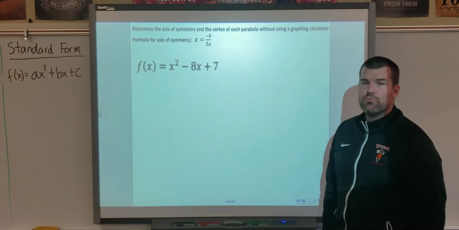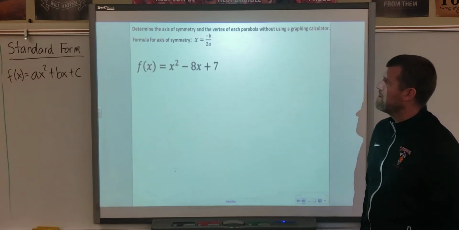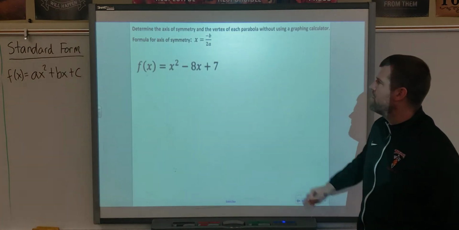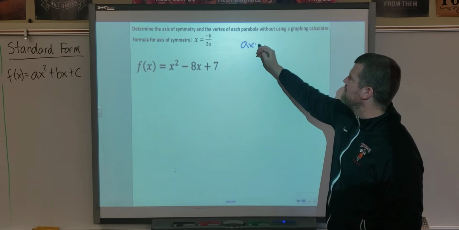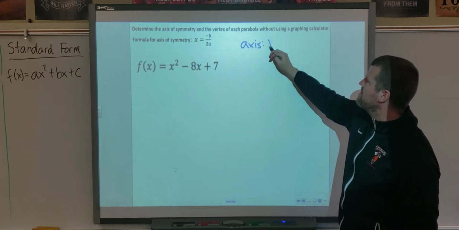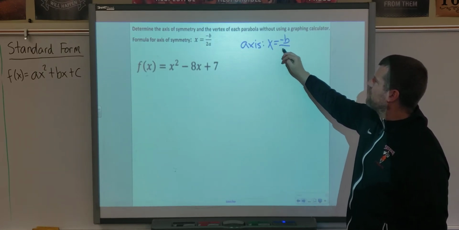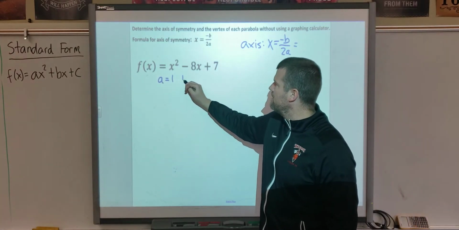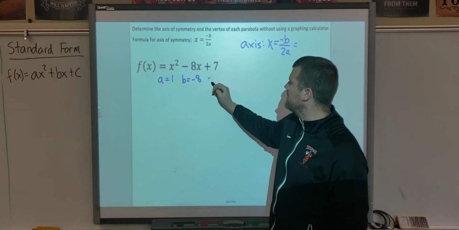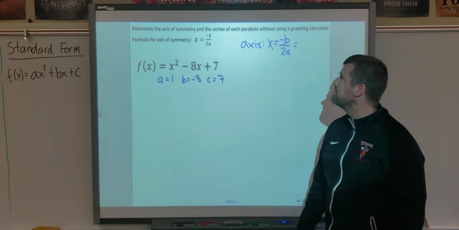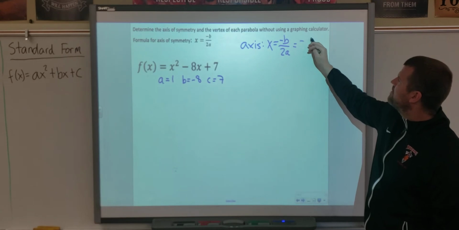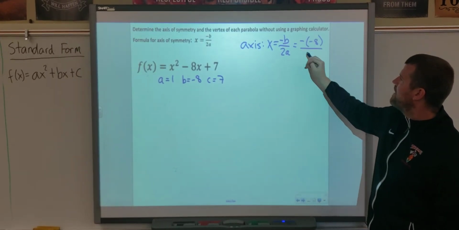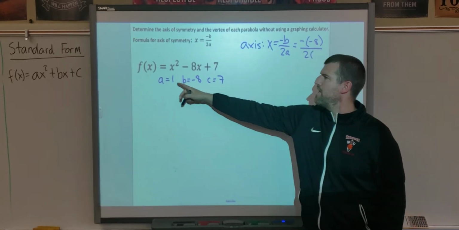Okay, we're going to do 2 more examples just to help you hopefully process through this. Determine the axis of symmetry and the vertex. So for the axis, we know it's going to be x equals negative b over 2a. I know that my a is 1, my b is negative 8, and my c is 7. So I'm going to do negative b, negative 8, divided by 2a. A is 1.